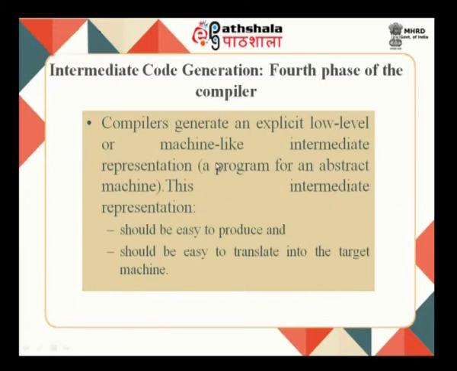In the fourth phase, the compiler generates an explicit low level or machine like representation of the source program. This intermediate representation should be easy to produce and it should be closer to the target language. This is the primary requisite for this phase. Its input is going to be a syntax tree from the third phase of the compiler, and the output will be an intermediate representation which is closer to the target code than to the source code.